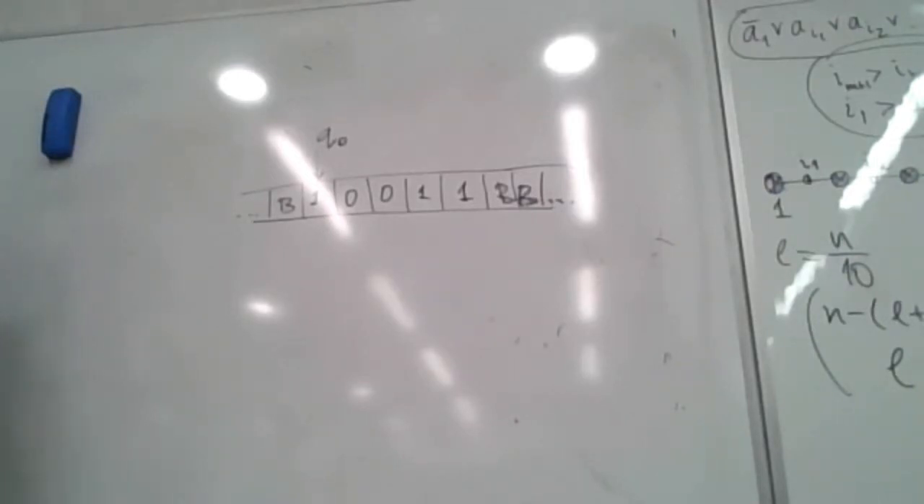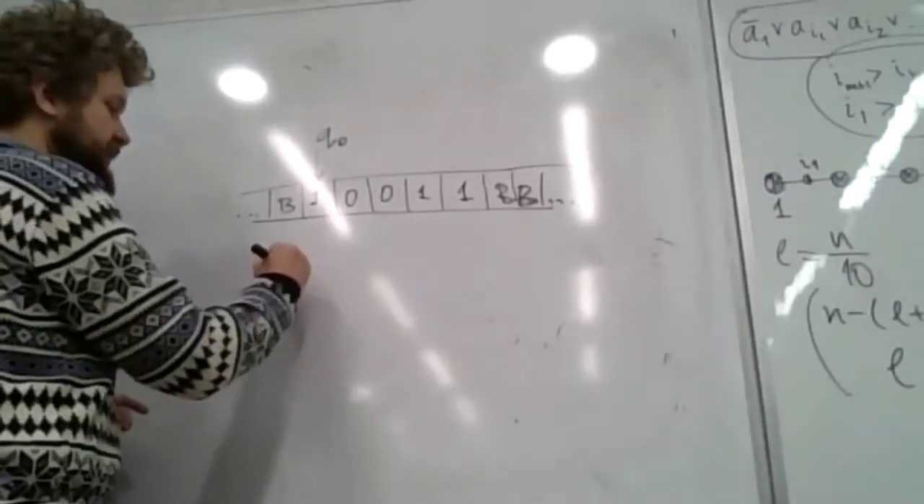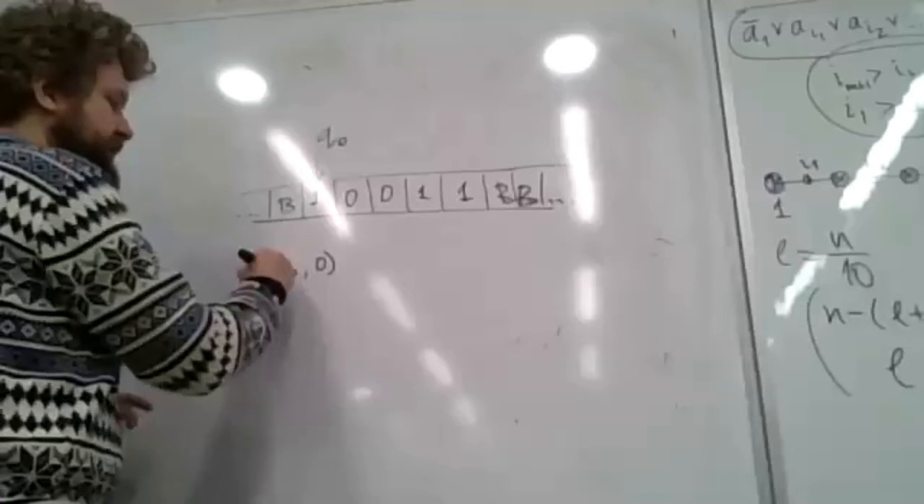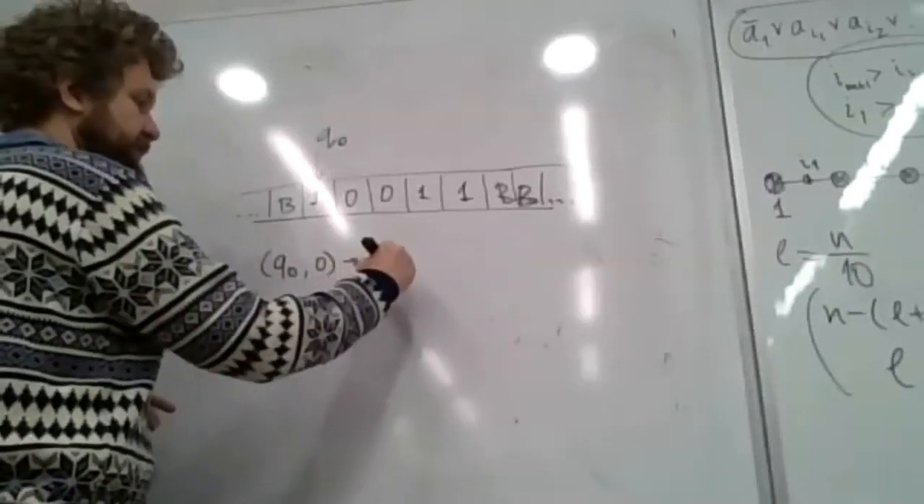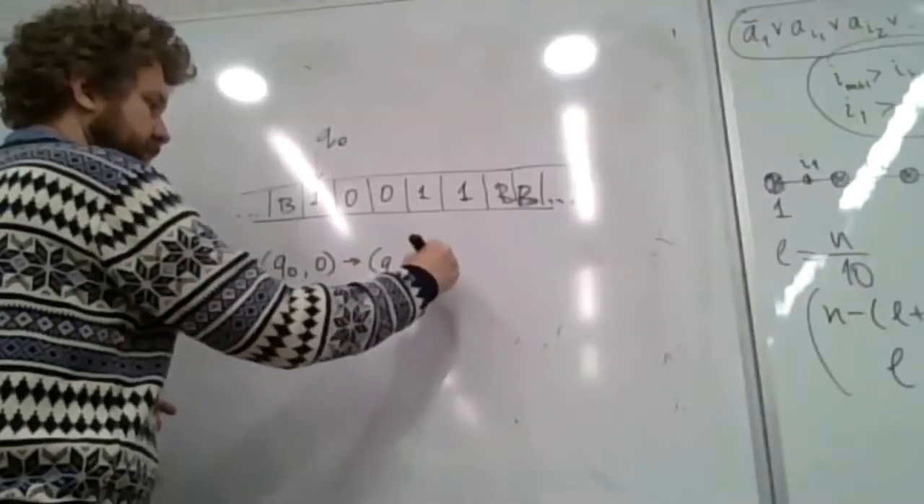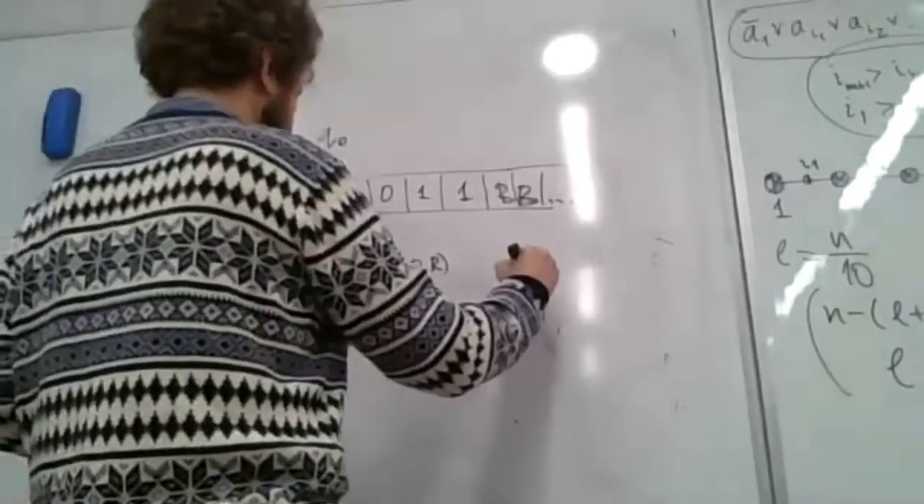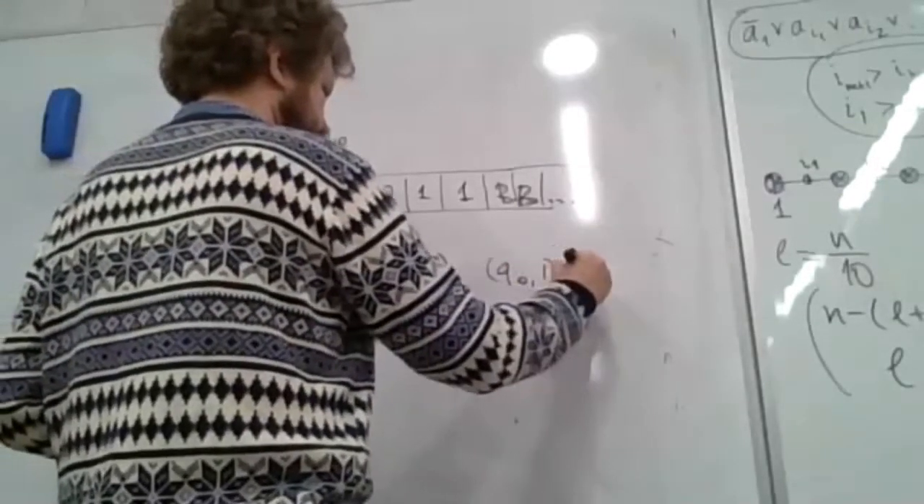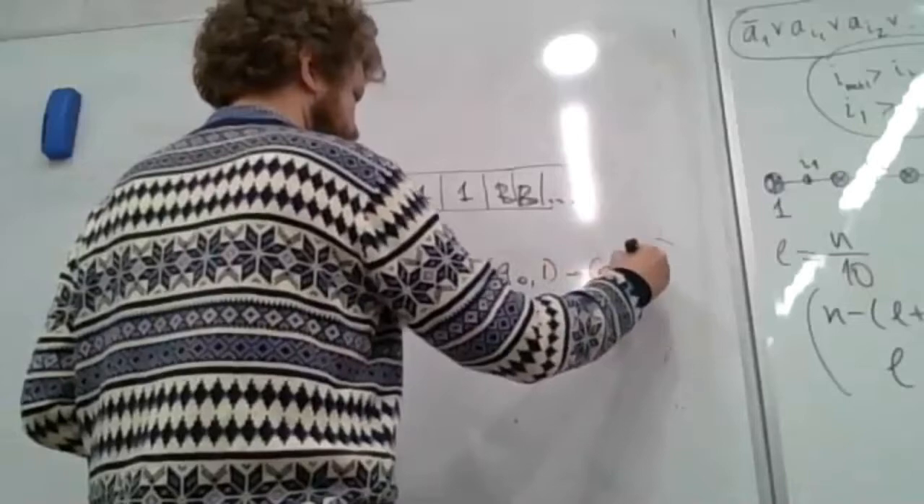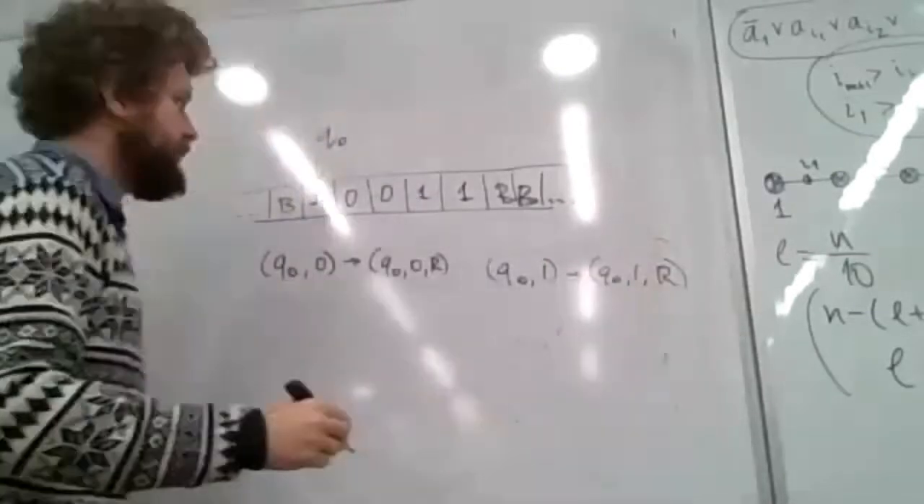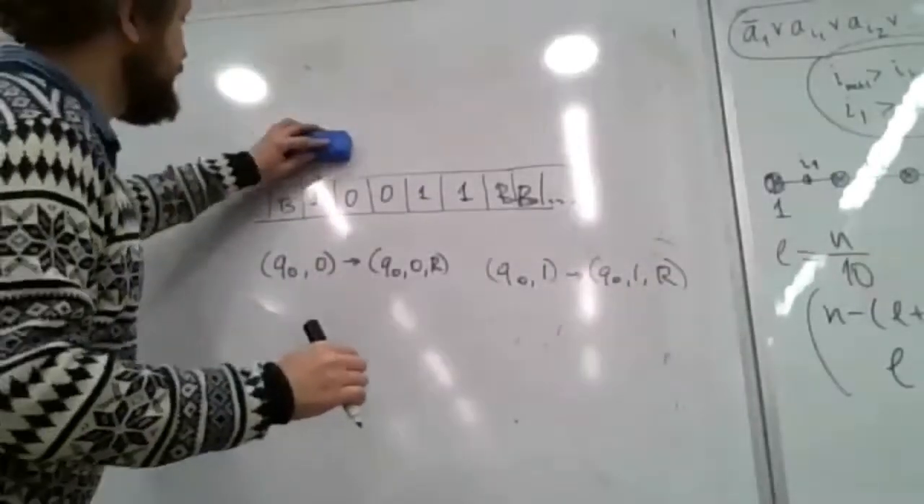We need to get to the rightmost character. Yes, you get to the rightmost character. So again, we start with the same. Q0, you observe a zero, you move to the right. The same with one. So now when you perform these steps, you will get here.